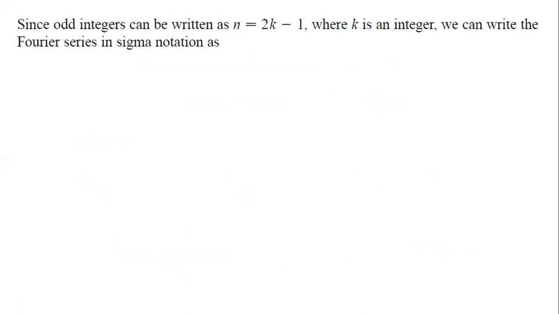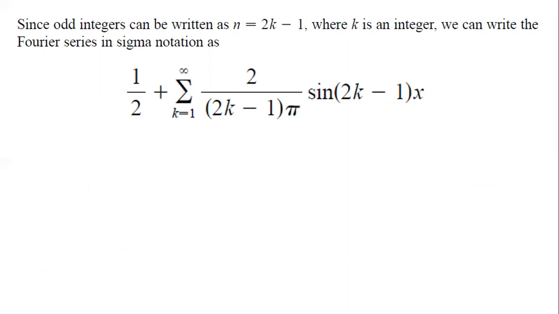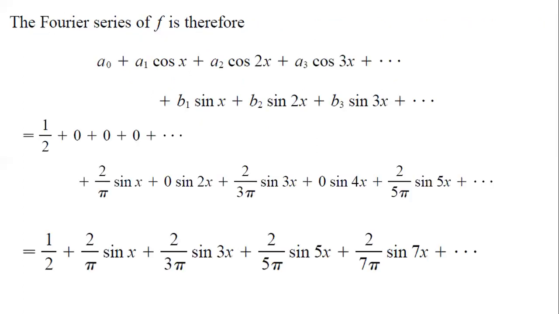So since odd integers can be written in this form, n is equal to 2k minus 1, where k is an integer, we can rewrite the given Fourier series using the sigma notation as in this form. So 1 half, which represents the value of a sub naught, plus the summation of 2 over odd number times pi, then times sine of odd number times x, where k will run from 1 to infinity. Since we have here a pattern of 2 over odd number times pi, sine odd number times x.